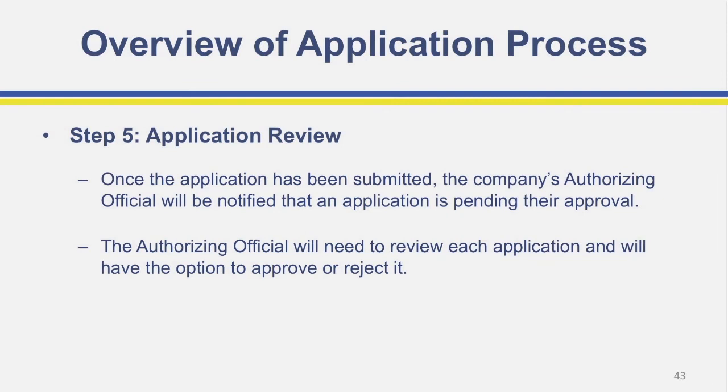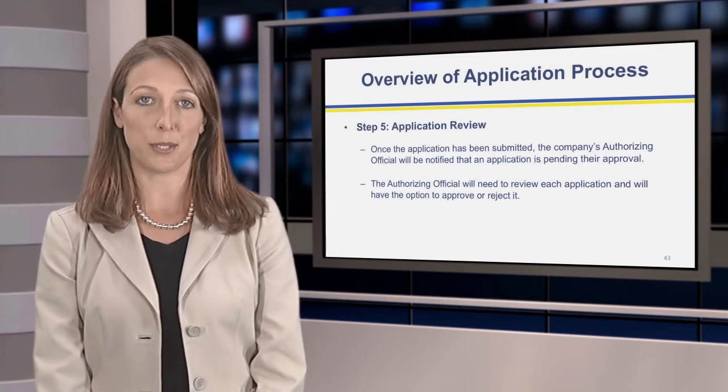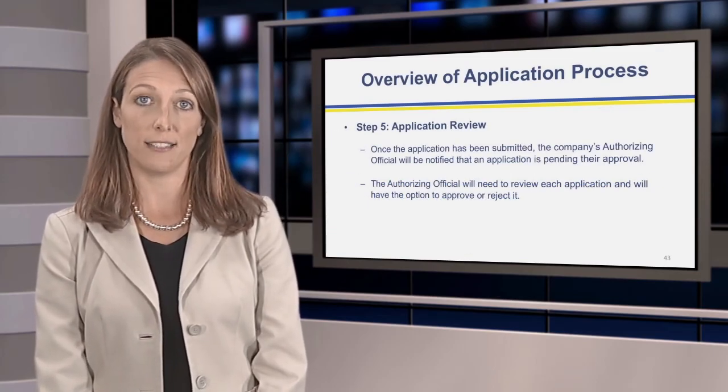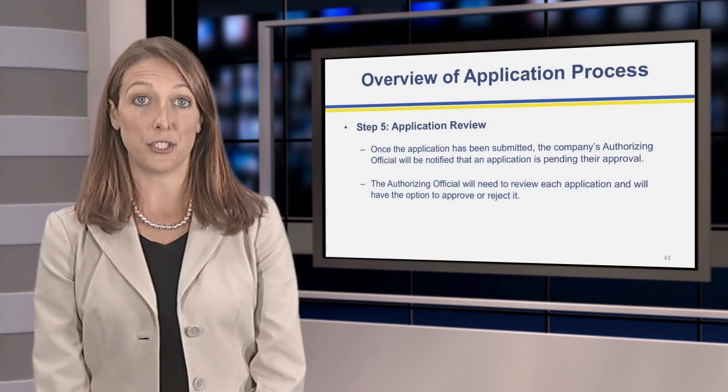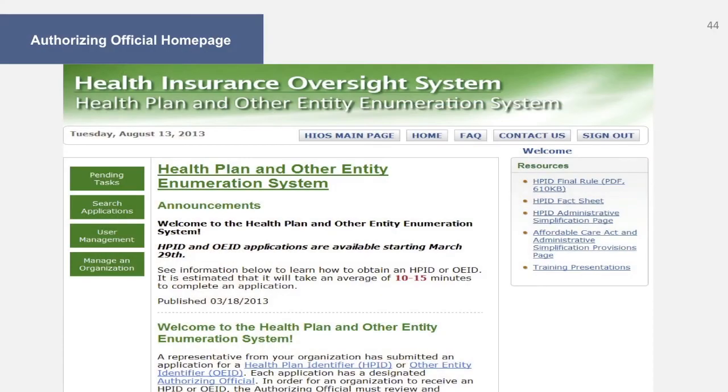Once you have submitted your application, the designated authorizing official will receive an email notification to let them know that an application is pending their approval. The authorizing official will need to review the application and will have the option to approve or reject it. The next few screens provide an overview of what the authorizing official sees when they log in to review the application. The authorizing official can access pending applications through the Pending Tasks button or by searching applications.